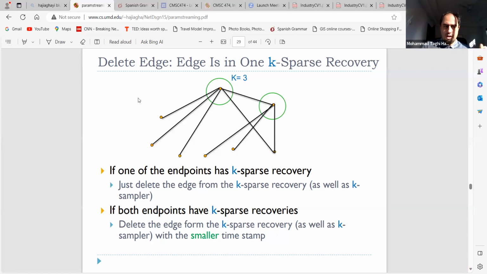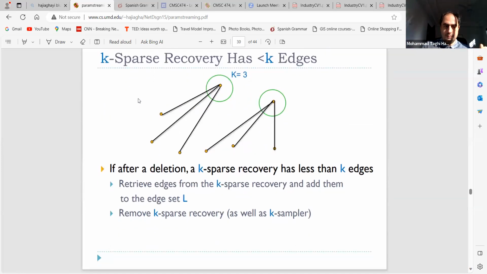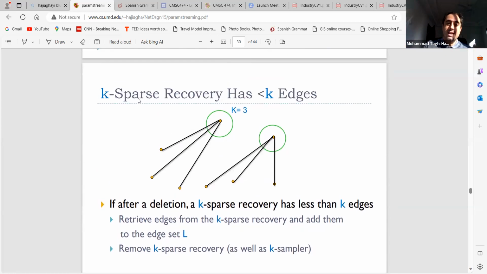Also, one last case. If you delete an edge from a sparse recovery, and after the deletion this k-sparse recovery has less than k edges, in that case we are using the property of a sparse recovery: if there are less than k edges, it can produce all of these edges for you. I will consider all these edges and add them to L, and I will remove this sparse recovery.